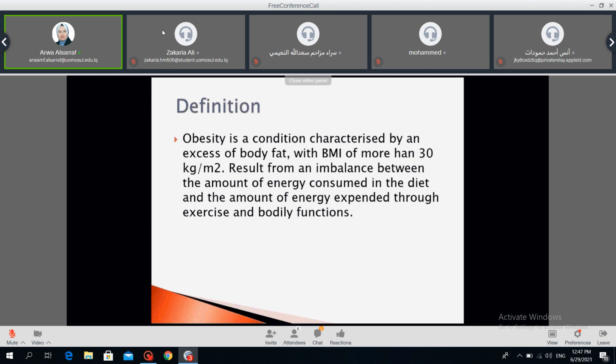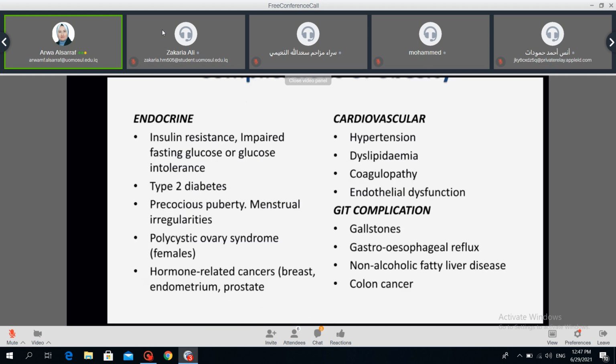There is another important GIT complication called non-alcoholic fatty liver disease, NAFL for short. This non-alcoholic fatty liver disease is really critical because if it is not diagnosed and treated properly by reducing weight rapidly, it will end later in chronic liver disease. Also, obese persons are more liable to develop colon cancers.